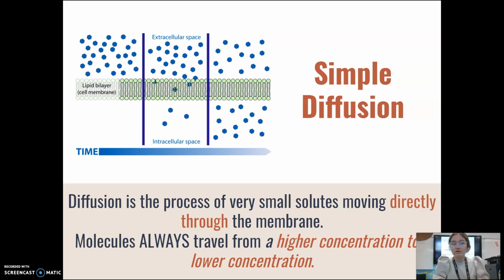So if we focus on the image, moving from left to right, each panel depicts what's happening over time. So that far left panel shows a very high concentration of solutes on the top side of the cell membrane. And you'll see that these solutes start to move across the membrane so that they can begin to disperse evenly.